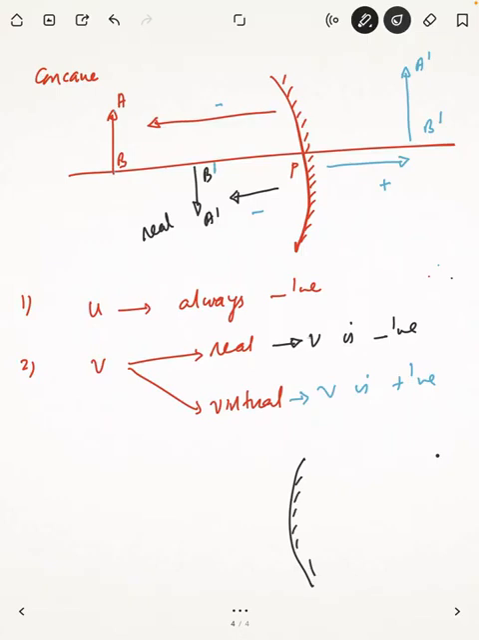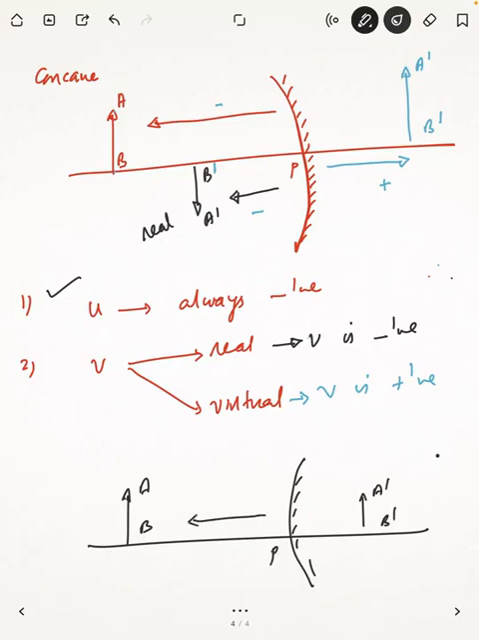This is a convex mirror. Object is always on left side, so U is always negative. Convex mirror forms only virtual image, erect and diminished. So it is on right side, A dash B dash. So object distance is always negative and image distance is toward the right side of U measure, that will be positive. So for convex mirror, U is always negative and V will always be positive because it forms only virtual image.